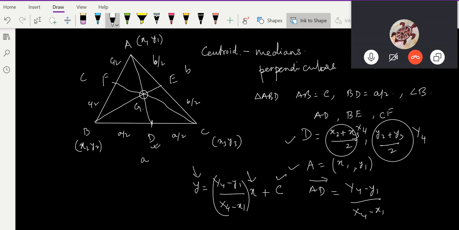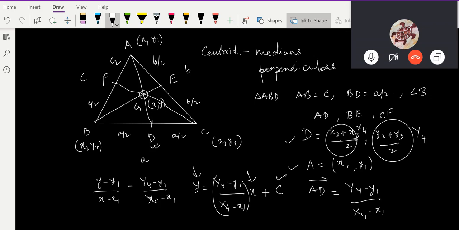This is one way of doing it. The other way of doing it is, if I assume this as x and y, then I can do it directly. Since G is a point on AD, the slope of GD and AD will be the same. So y minus y1 by x minus x1 will be equal to y4 minus y1 by x4 minus x1. This will give you the equation directly.